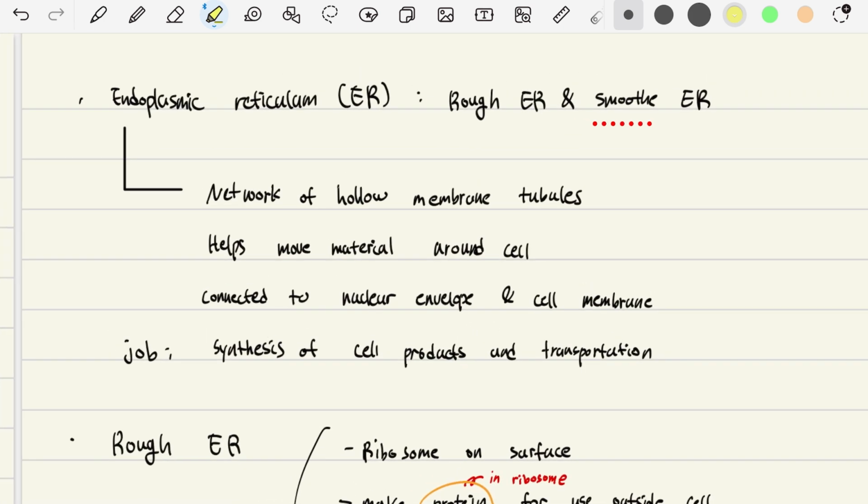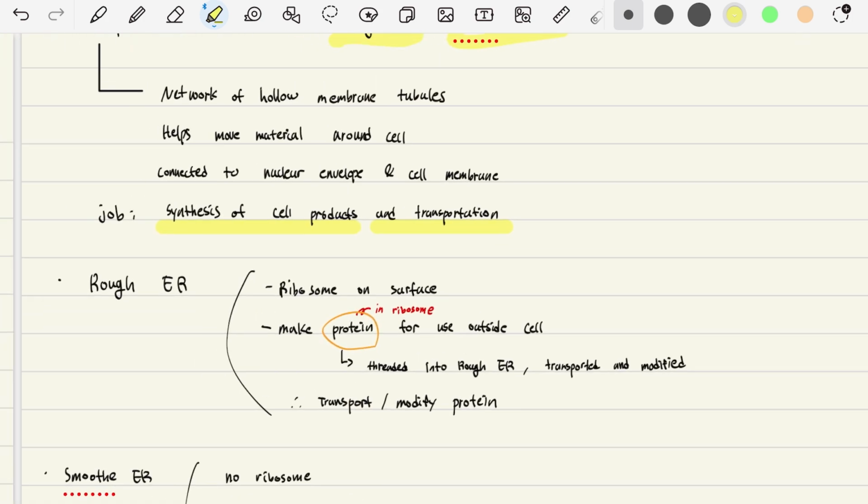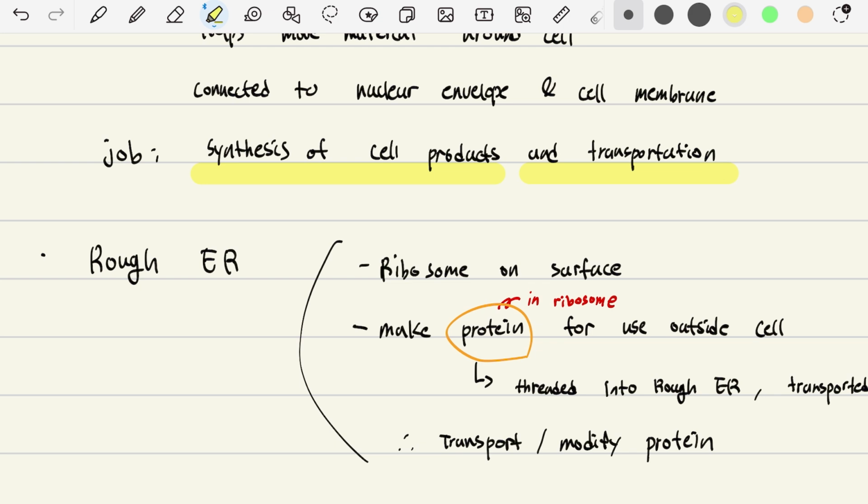Now it's the endoplasmic reticulum that we refer to as ER. ER is divided into two parts. The first one would be the rough ER, and the second one would be the smooth ER. What the ER does is that it is a network of hollow membrane tubules, and it helps move materials around the cell. They connect to the nuclear envelope and cell membrane, and what they mainly do is synthesize cell products and transport them. What rough ER does is that it makes protein for use outside the cell.